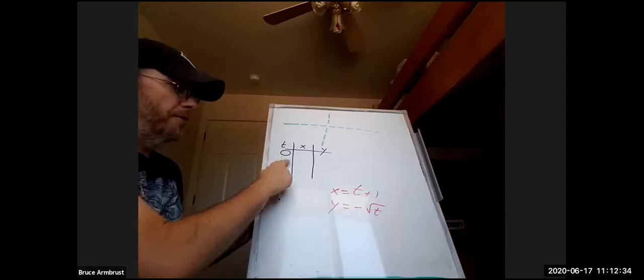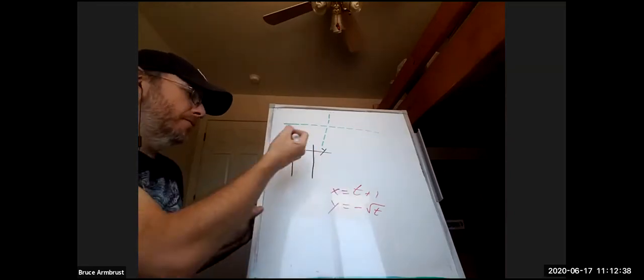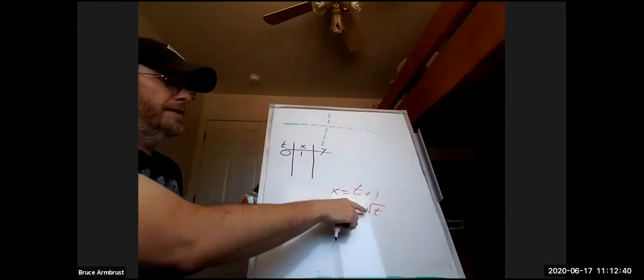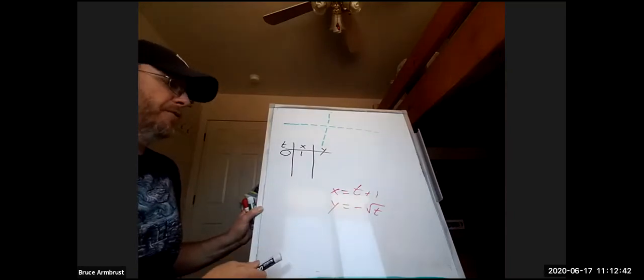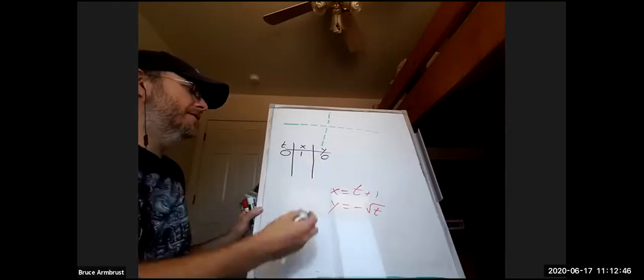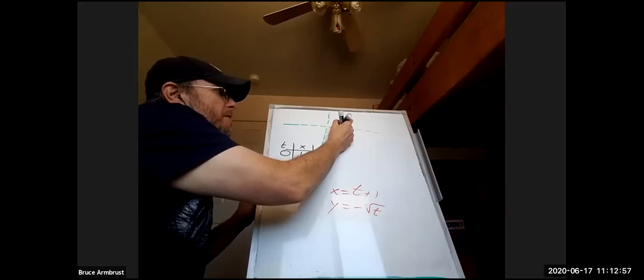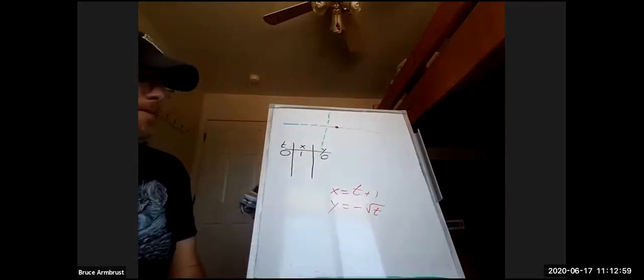Well, if we plug 0 in, you'll see that x becomes 0 plus 1, which is 1. And then y is negative square root of t. Well, square root of 0 is 0. Make it negative. No, it's still 0. So on the graph, I'm going to plot the point (1, 0). So this spot right here, that's where we are at time 0.